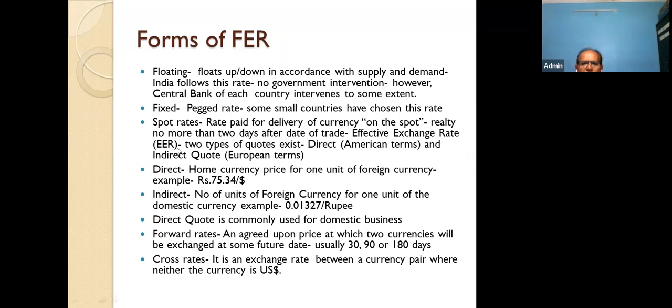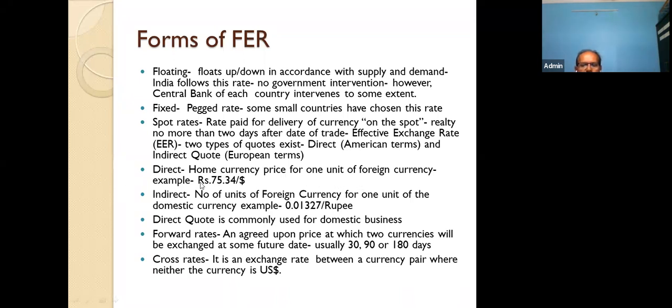Effective exchange rate, which is known as EER. EER stands for effective exchange rate. Two types of quotes, that is direct quote and indirect quote. In the next lines, we will have clarity on what is direct quote and indirect quote. But direct quote is also known as American, and indirect quote is also known as European term. Now, what is this direct? Direct indicates home currency price for 1 unit of foreign currency.